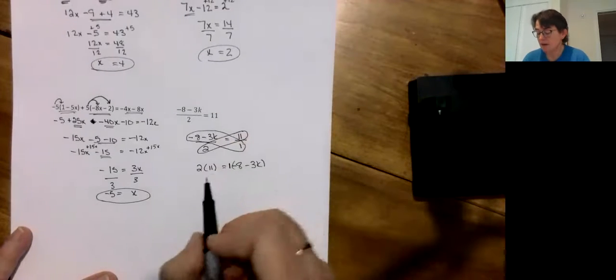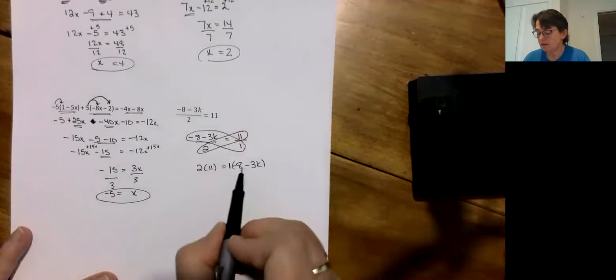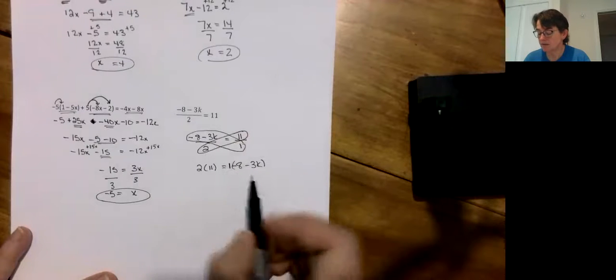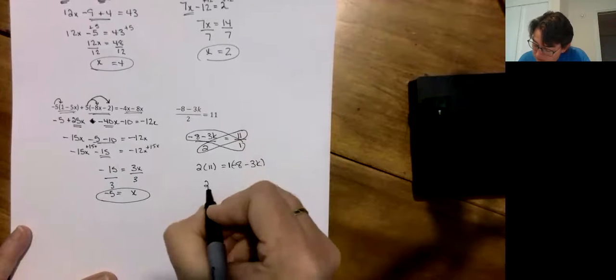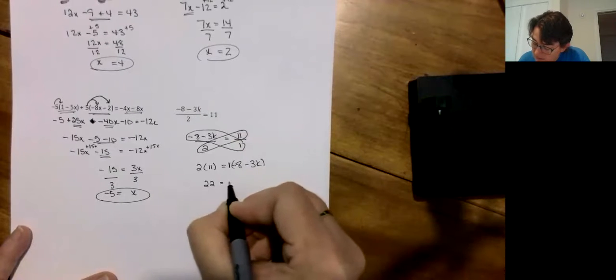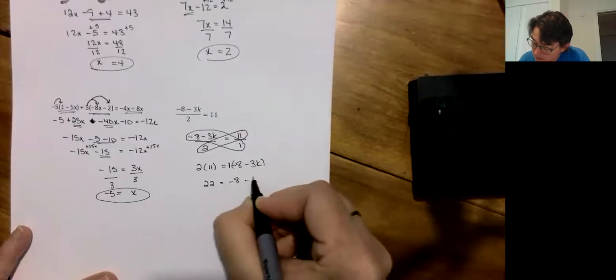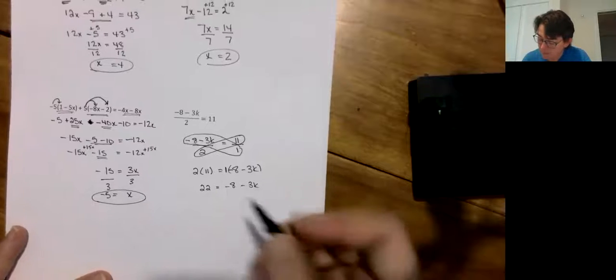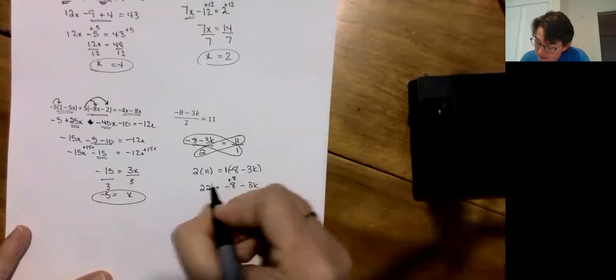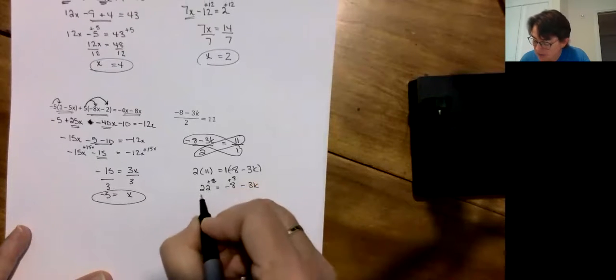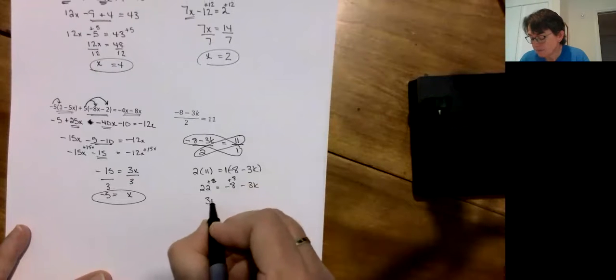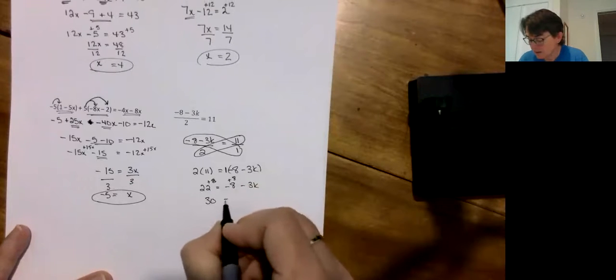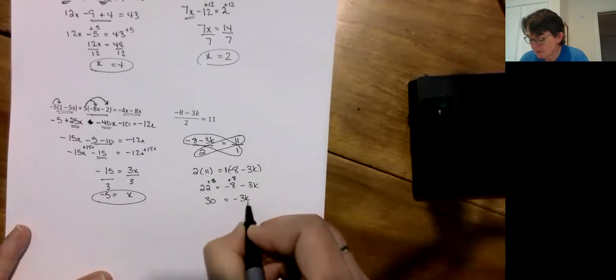All right. And if you have this part over here and the 2x, it's fine. So 2 times 11 is 22 is equal to minus 8 minus 3k. I'm going to add 8, add 8. So 22 plus 8 is 30, is equal to minus 3k.